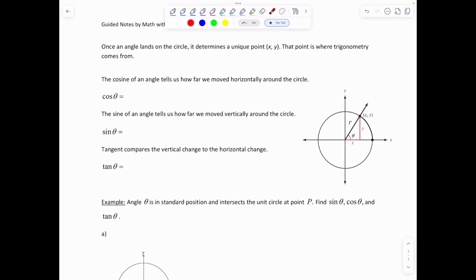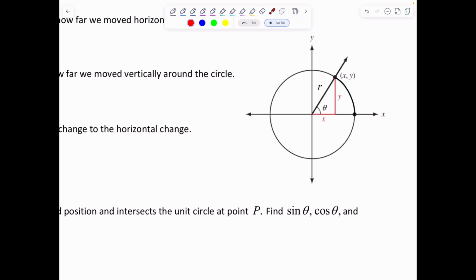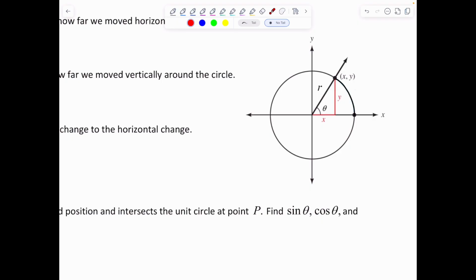Now, once an angle lands on the circle, it determines a unique point x, y. That point is where the trigonometry comes from. So here I have again a circle. This time it's not a unit circle necessarily. We've left the radius to be anything. It could be any r.